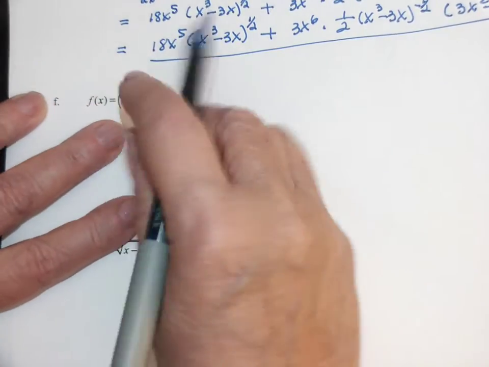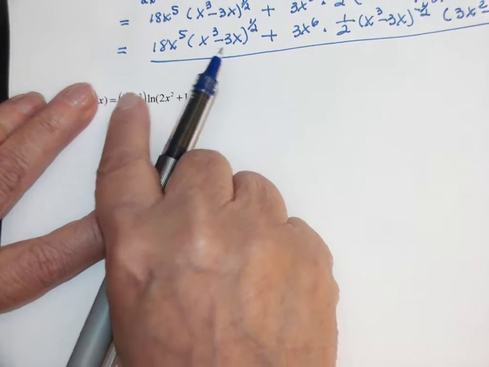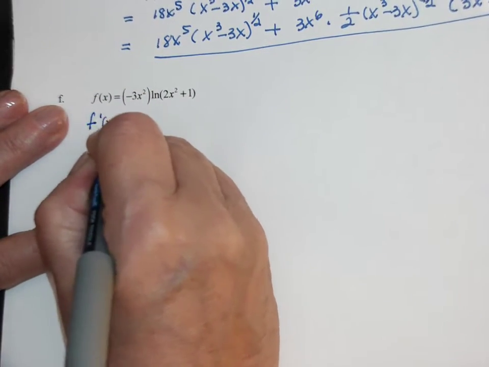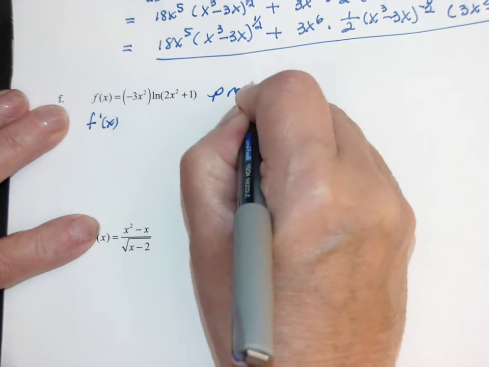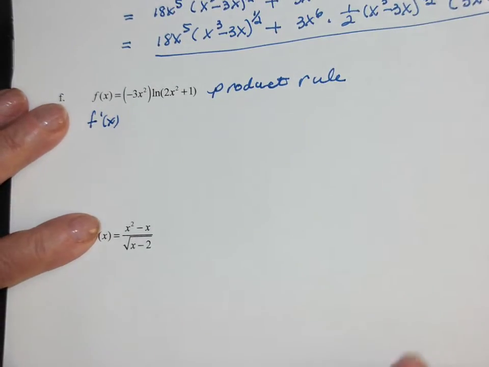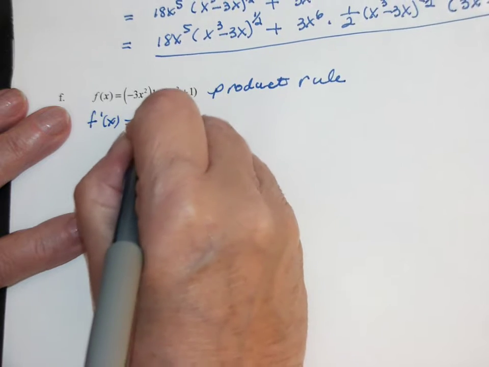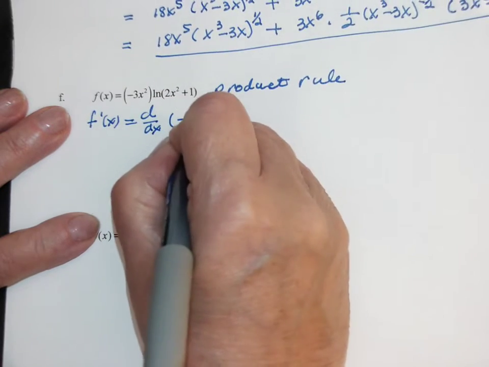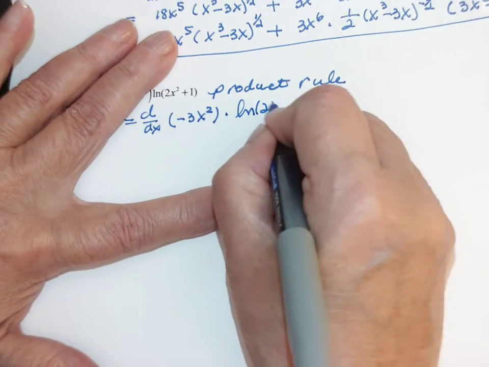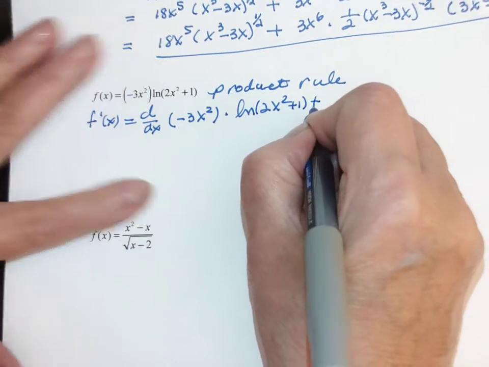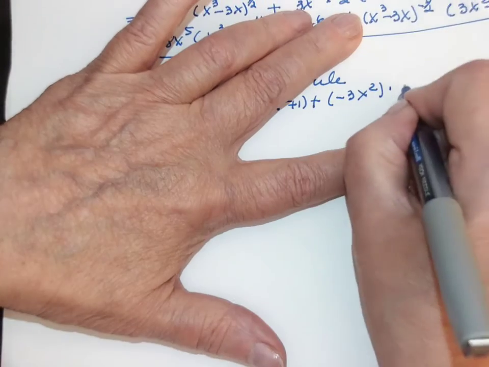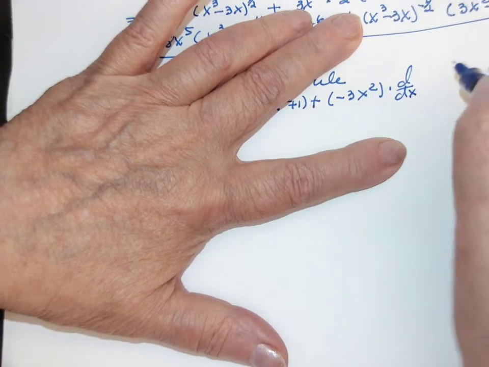This one is also product rule because I've got the product of this set of parentheses times the natural log. So f prime. So again, this is product rule. So I don't need to rewrite. So the derivative of the first times the second plus the first times the derivative of the second.